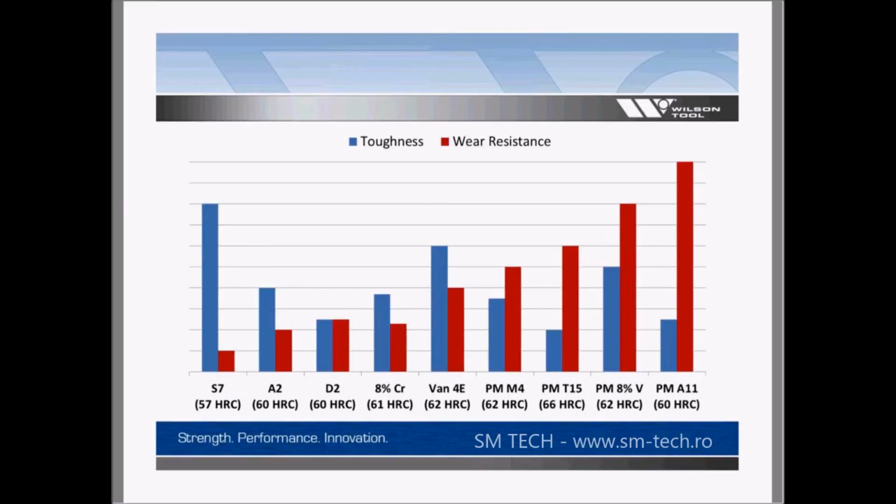In the middle, you'll see the Vanadis 4 Extras, the PM M4s, the T15s, the 10, and the 8V, which kind of give you a good range of both. So make sure when you're looking at that, you might see that your material itself is a major factor. So whatever your work material is would help you decide where to go.